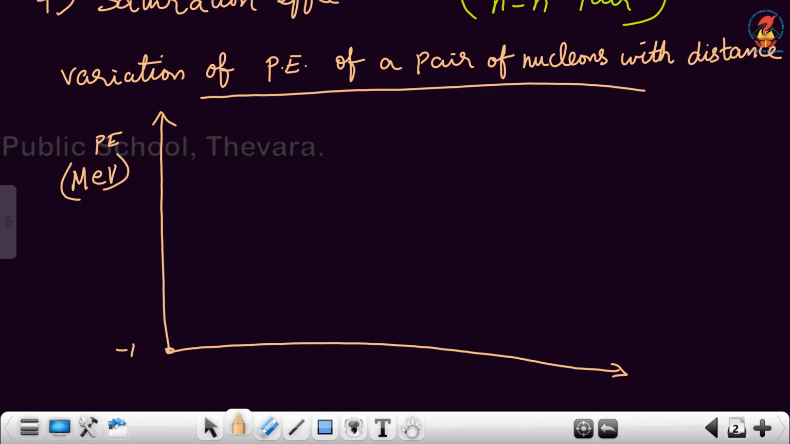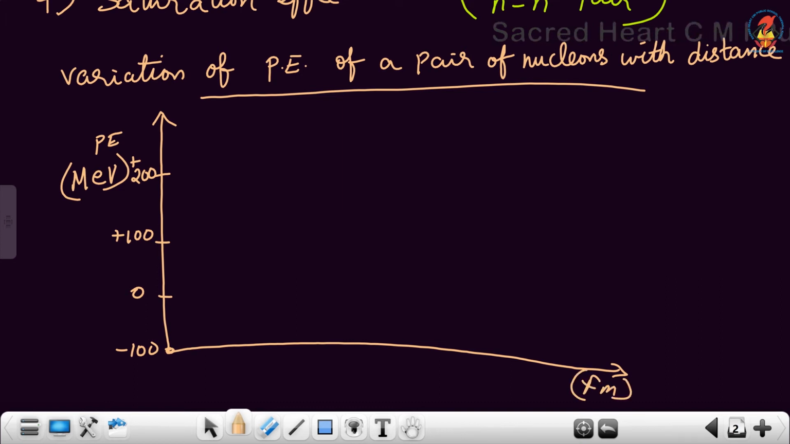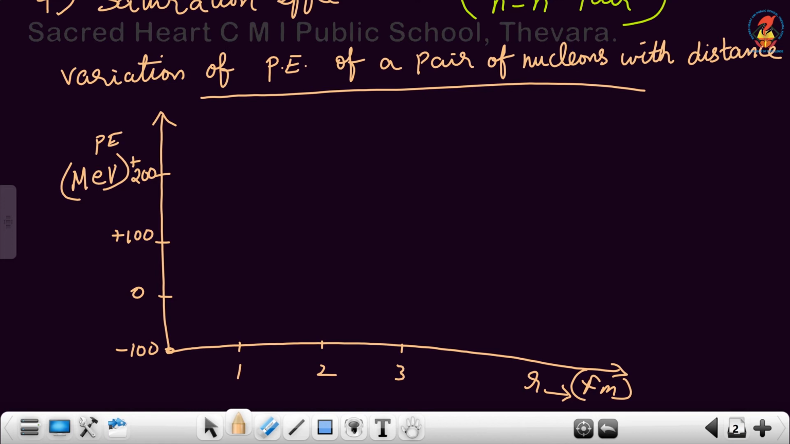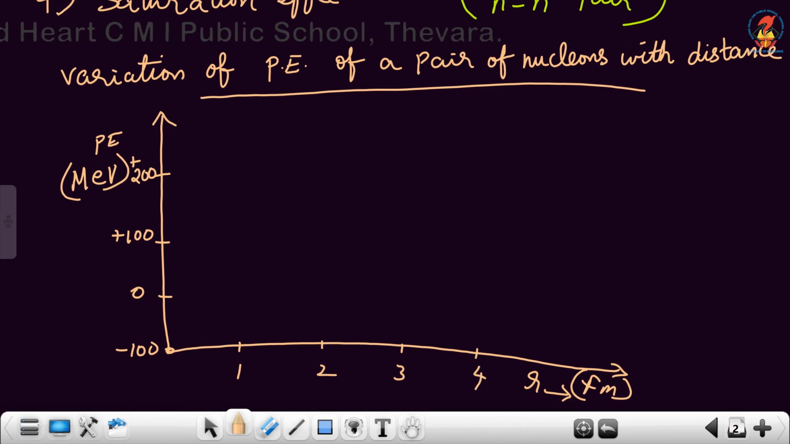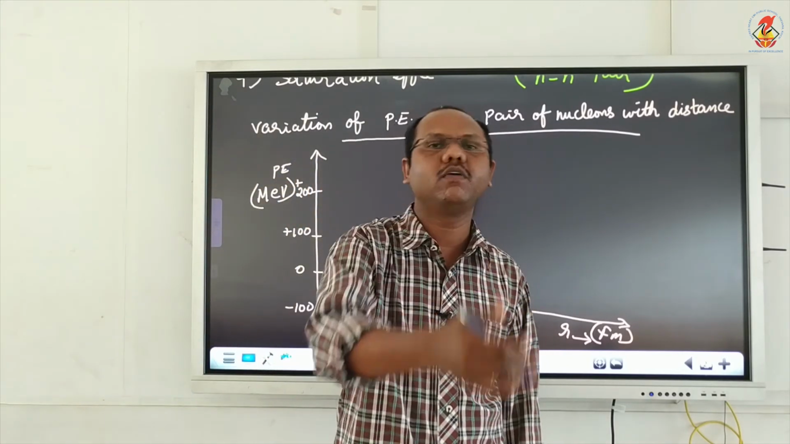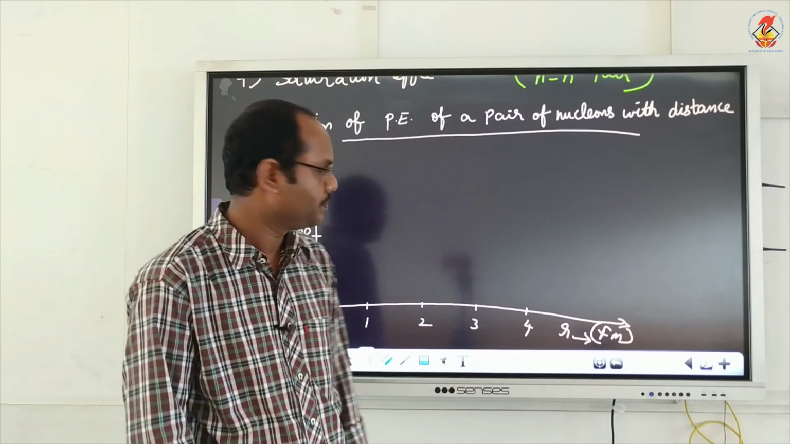So, I mark here minus 100, 0, plus 100, plus 200. Now, the distance R I am marking in Fermi meter. So, 1, 2, 3, 4. We told nuclear force will act only up to 2 to 3 Fermi meters. Above 3 Fermi meters, there is no nuclear force at all.